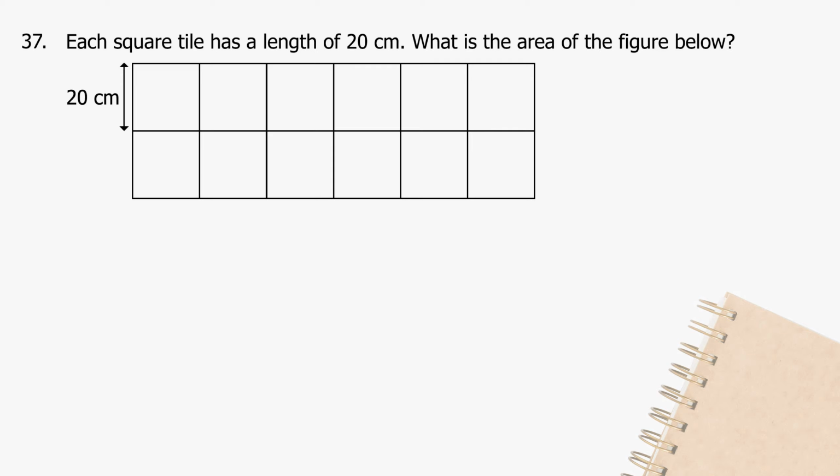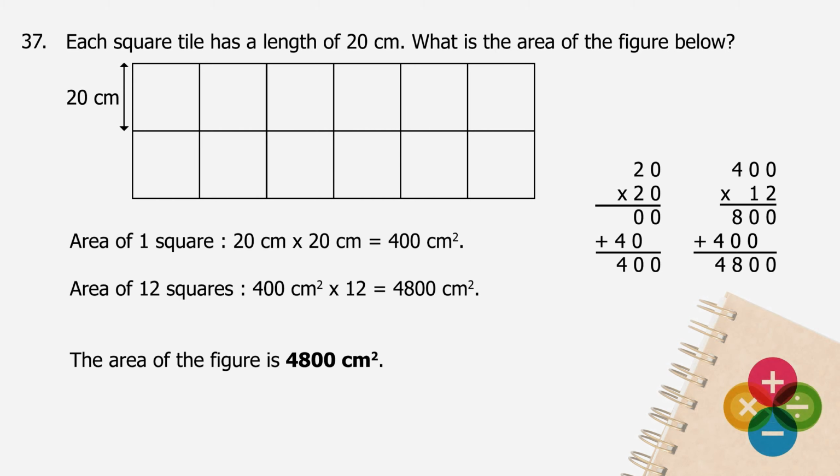Question 37. Each square tile has a length of 20 cm. What is the area of the figure below? The area of one square will be multiply 20 cm by 20 cm, and the product is 400 square centimeters. The area of 12 squares will be multiply 400 square centimeters by 12, and the product is 4,800 square centimeters. The area of the figure is 4,800 square centimeters.